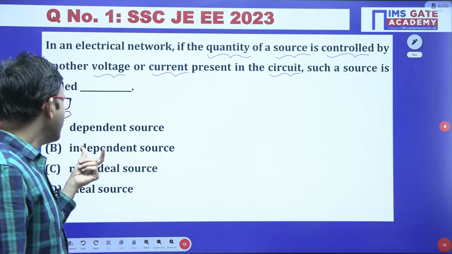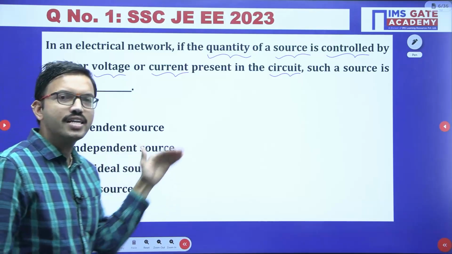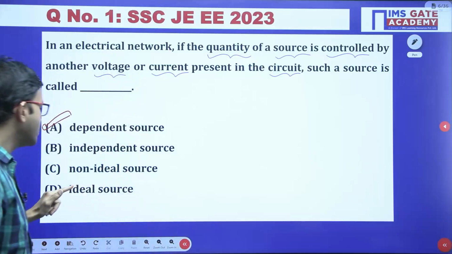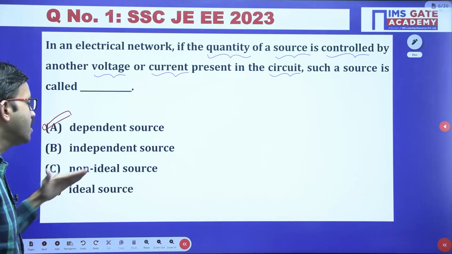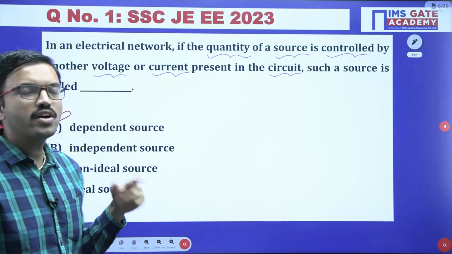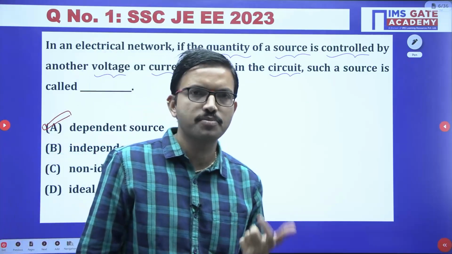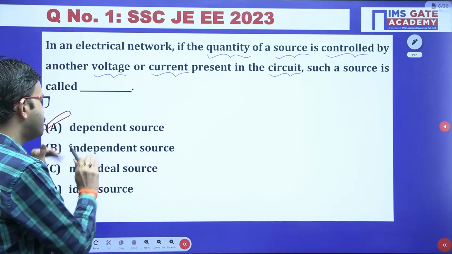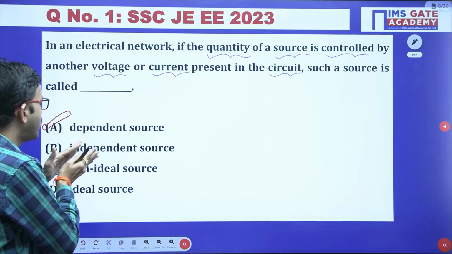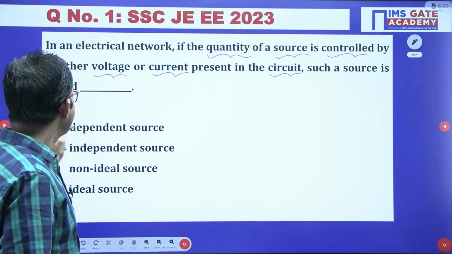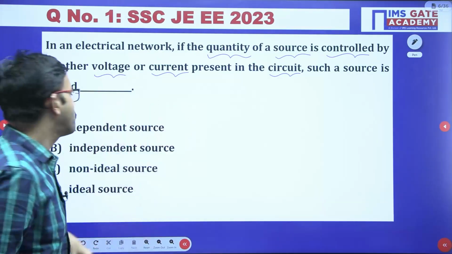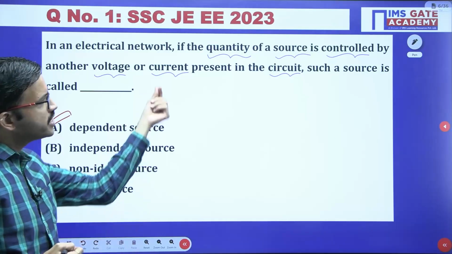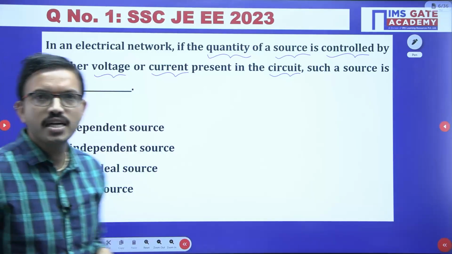Whatever independent sources we have, we can classify into the ideal case and the practical case. That is why you can observe one option ideal and another option non-ideal. Non-ideal or practical, both are the same. So option C and option D are sub parts of option B. But broadly, whatever sources we have, we can classify as independent and dependent. In this question, according to the context, the answer will be dependent source.